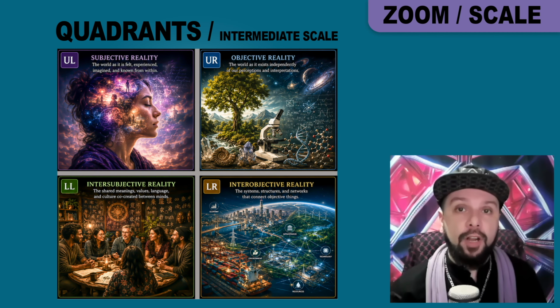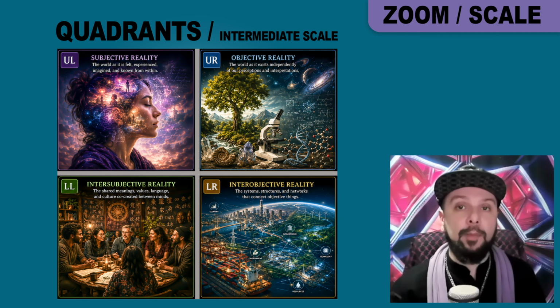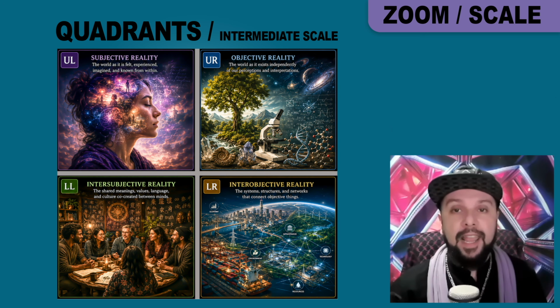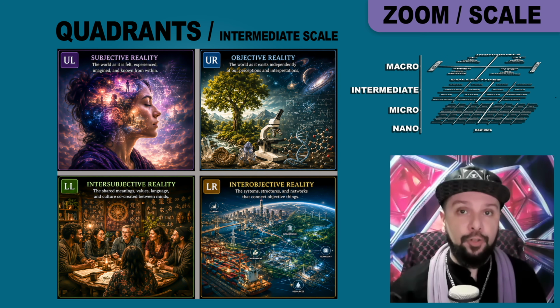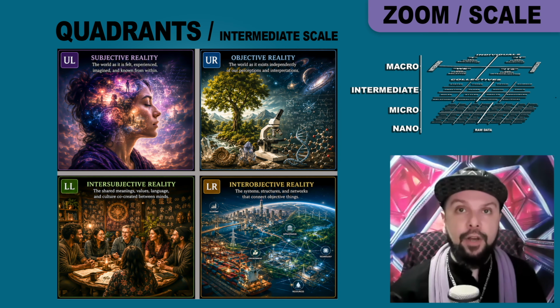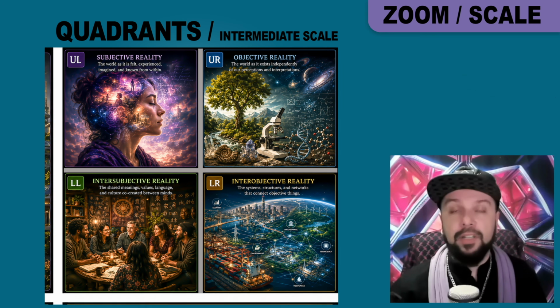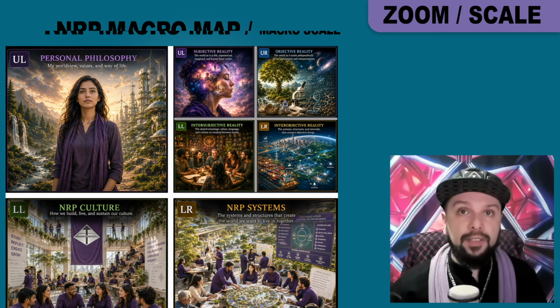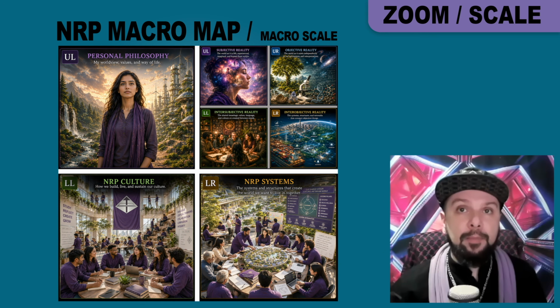Okay, so far we've been talking about quadrants, but now we're going to talk about quadratic zoom, or quadrants within quadrants. And generally, when we're doing quadratic zoom and we're talking about levels of scale, the quadrant that we start with is considered to be the intermediate quadrant. And zooming out, you have macro, zooming in, you have micro and nano. And so we can talk about different scale distinctions. But zooming out from the quadrants, we get to the NRP macro map.